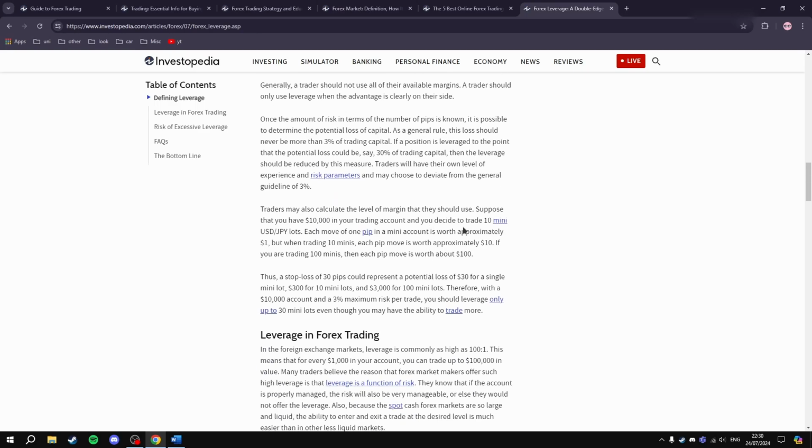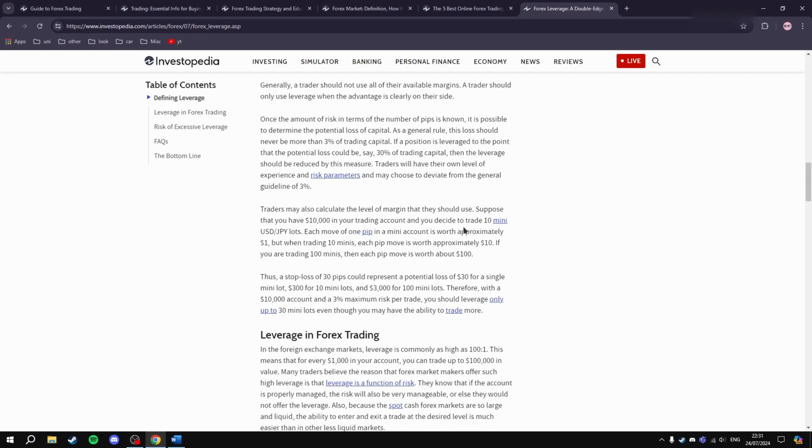Once the amount of risk in terms of the number of pips is known, it is possible to determine the potential loss of capital. As a general rule, this loss should never be more than 3% of trading account capital. So this is a thing where I think I read before in one of the lessons: don't risk more than, the maximum is 5% if you're ballsy, but you should always aim to go for a 1% capital loss. Well, not aim, but the maximum should be 1% of your account capital.